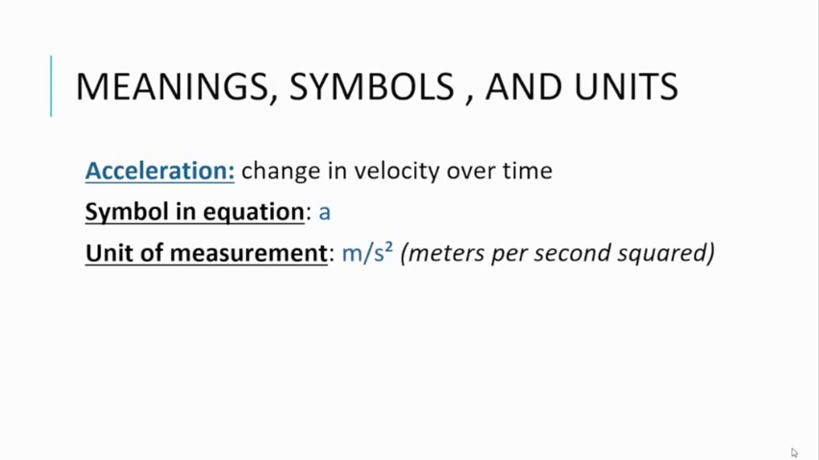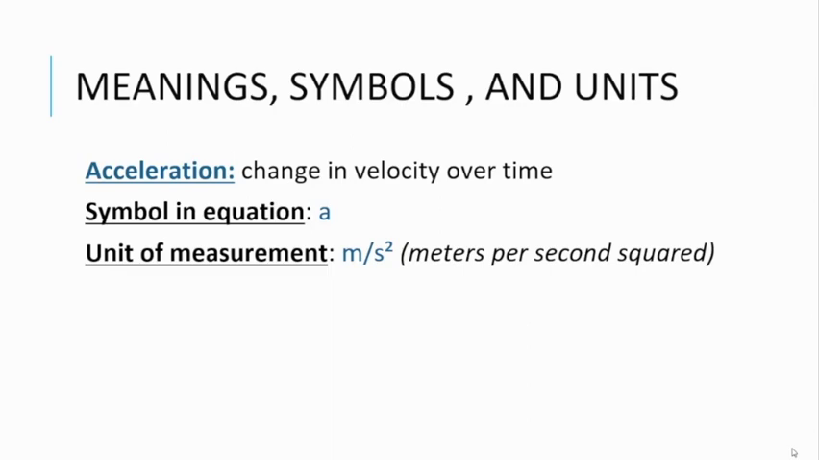The reason being, acceleration is the change in velocity over time. Velocity has the units of meters per second, time has the units of seconds, so meters per second divided by seconds gives us meters per second squared.